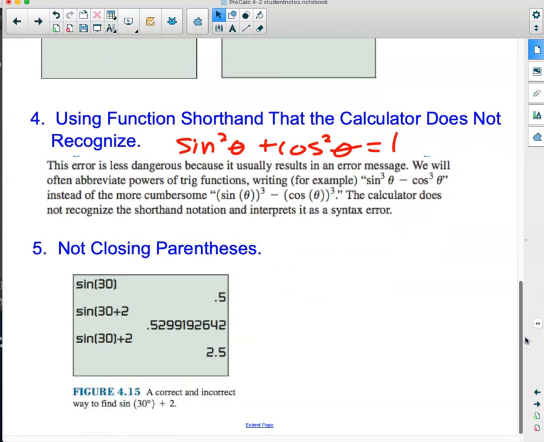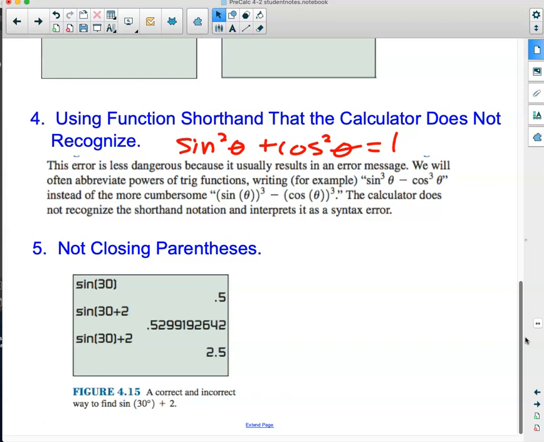Now, another mistake, not closing off parentheses. You kind of have to watch your screen as you're punching it in to see, what do I get parentheses for and what don't I? So the sine of 30 degrees, finished off with parentheses. Cool, there it is, 1/2, 0.5.